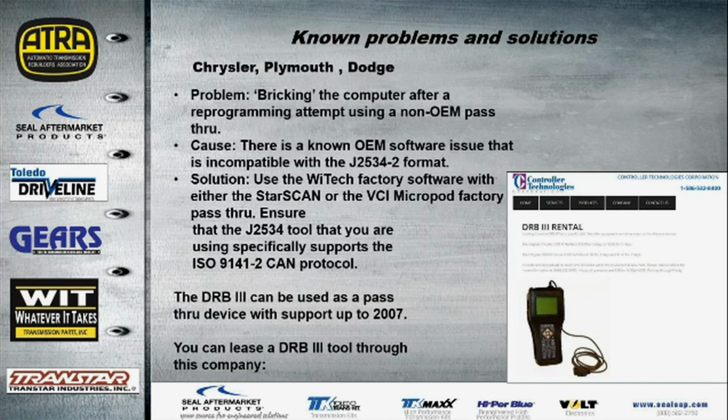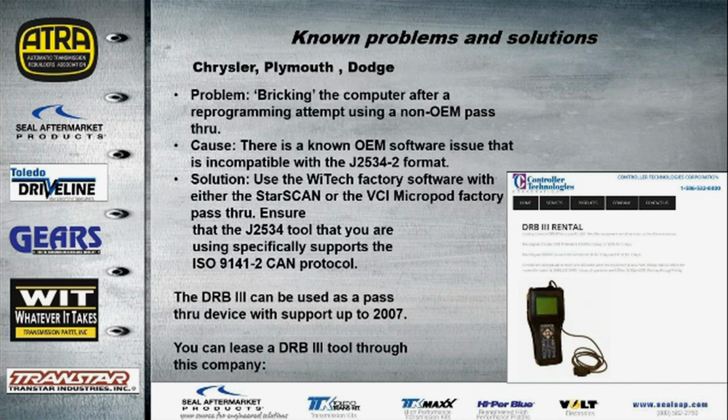Known problems and solutions. Chrysler, Plymouth, and Dodge. Bricking the computer. This is a common problem with the ISO 9141-2 CAN protocol where it comes to the J2534 format. Basically, there's just a conversation problem. It's speaking one language and of course we're speaking another. So a lot of times the only solution to this is going to be to use the factory scan tool, either the WiTech or DRB3.